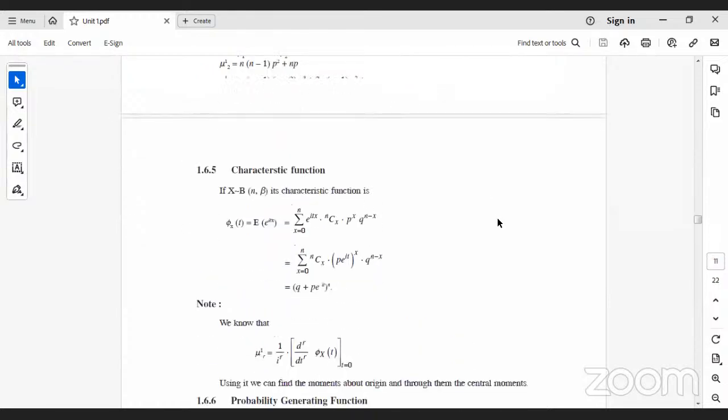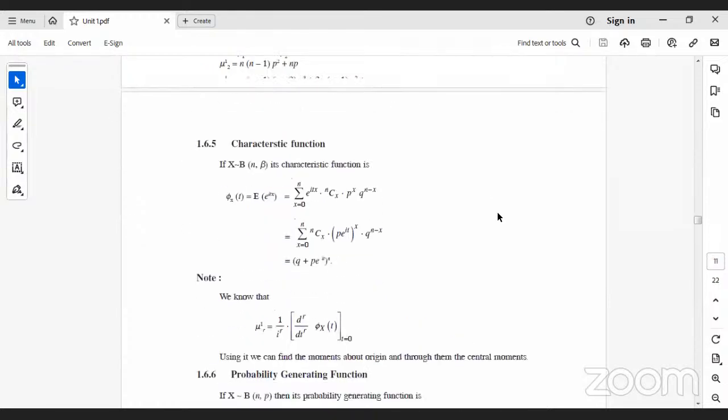Then the characteristic function. They will ask in the examination, write the properties, write the characteristic function in a short question. If X follows B(n, p), the characteristic function, as we already learned, is phi of t equal to the summation of e power itx nCx p power x q power n minus x. So the condition is q plus p e power it whole power n.